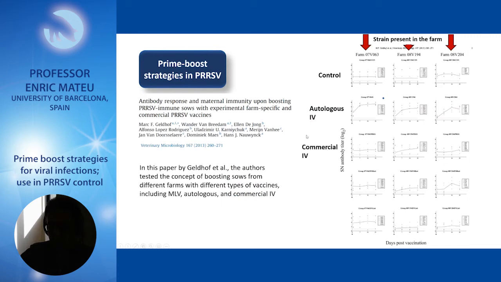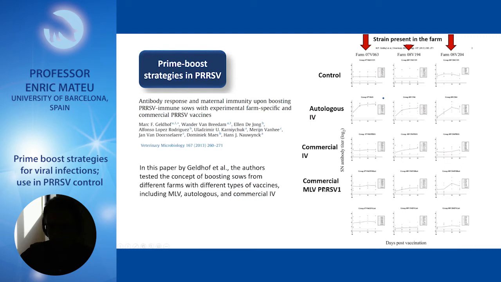Then they used a commercial inactivated vaccine. In one case, the booster was clear. In another case, it was not that clear. And in the third case, there was no booster, indicating probably the antigenic correspondence between the strain circulating in the farm and the antigens present in the commercial vaccine.